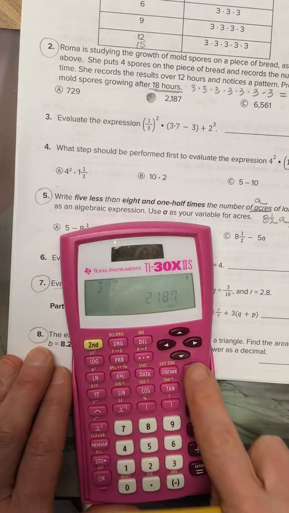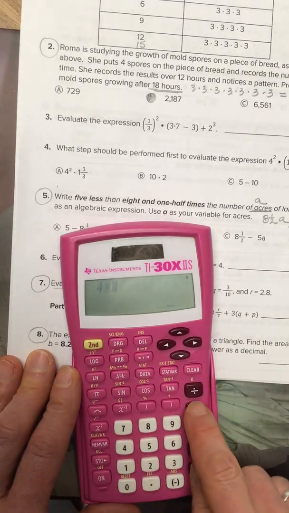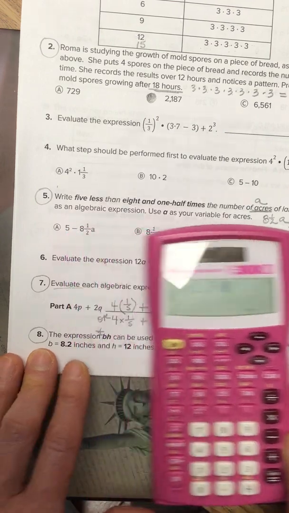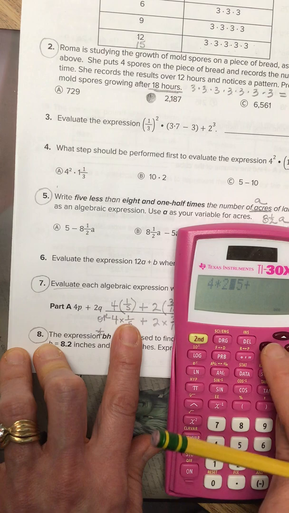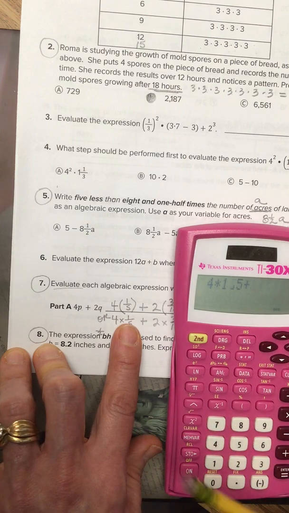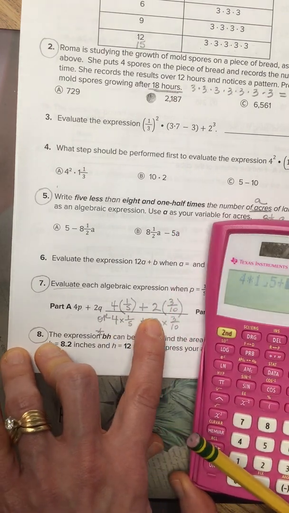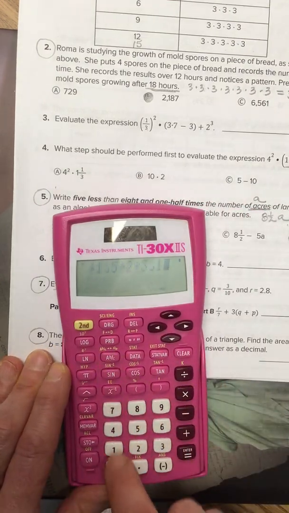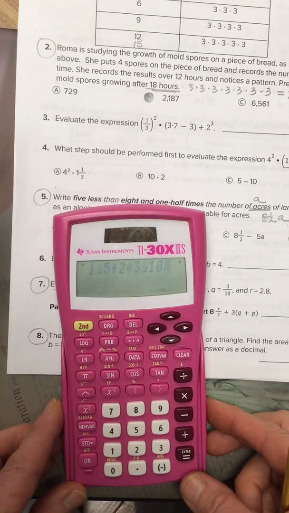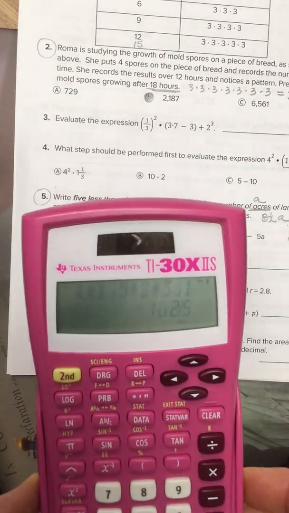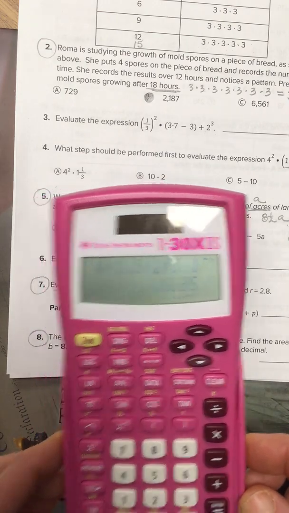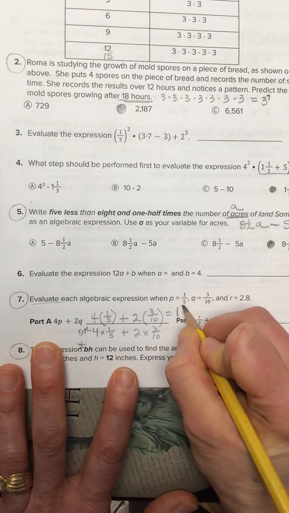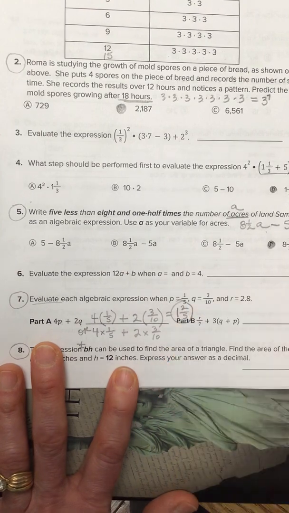So if we type that in, 4 times... okay, I'm gonna have to look. Oh, I was wrong, it was 1/5. Okay, 4 times 1/5 plus 2 times 3/10. Okay, and then hit enter, and we get 1 2/5. So we would just put the answer, because it says to evaluate. 1 2/5. I'll circle that.